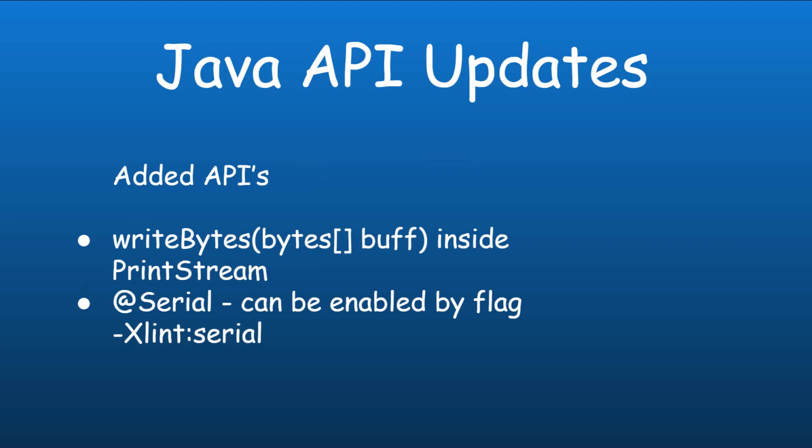There is a new method inside the PrintStream class called writeBytes, which takes the incoming byte array and writes them to the stream. Previously, this was handled through the write method, which takes in the byte array and integer values for offset and length. Next, there is a new annotation called @Serial. This annotation type is intended to allow compile time checking of serialization related declarations. This is similar to the checking which is enabled by the @Override annotation when you are actually overriding a method. To enable these checks, you have to add the -Xlint:serial flag to the compiler.